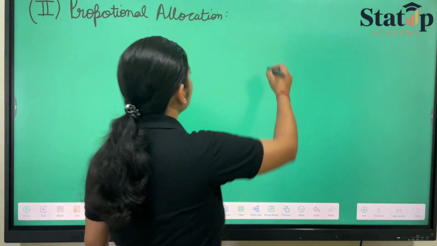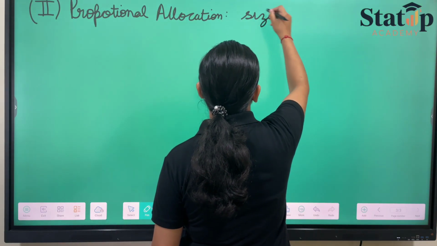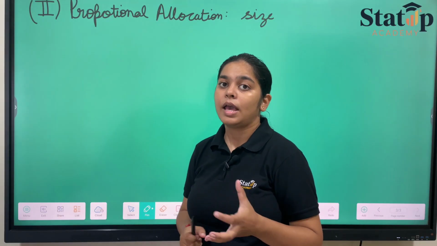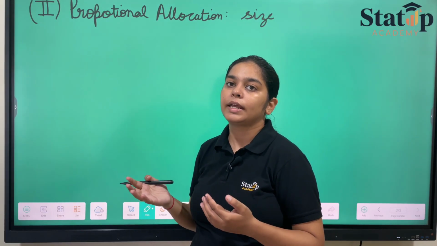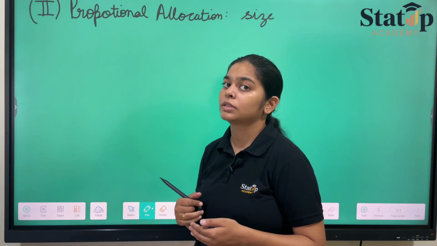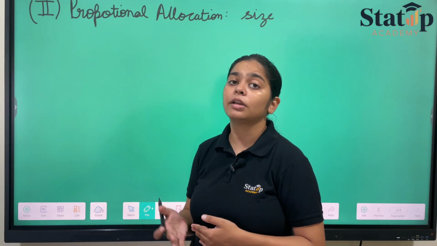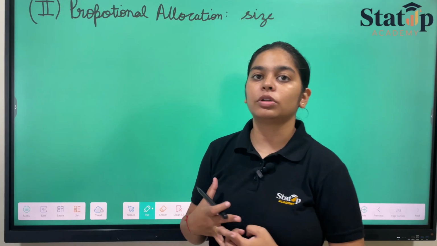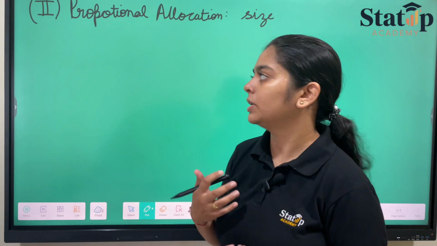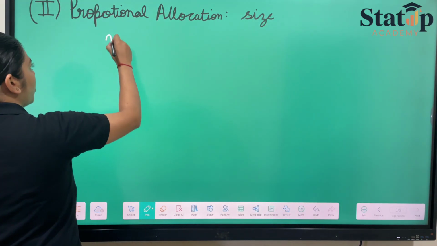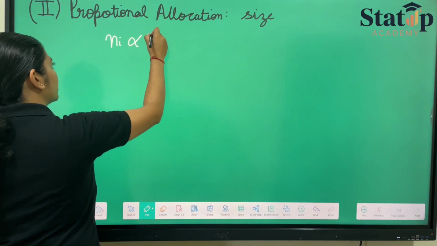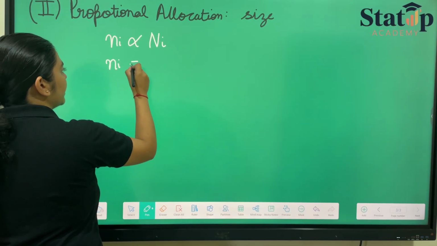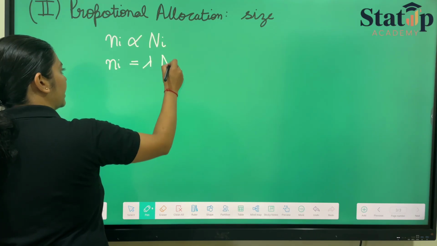Proportional allocation depends on the aspect of size of each stratum. Suppose our stratum 1 has maximum size and stratum 3 has minimum size, but if we take out equal number of units from each stratum, then stratum 1 is not adequately represented and stratum 3 is more than what it should be represented. So proportional to the size of stratum, we will take out the sampling units from each stratum. So the size of the sample is directly proportional to the size of stratum. If we remove this proportionality sign, we'll put equal to and one constant lambda, n_i equals lambda N_i.